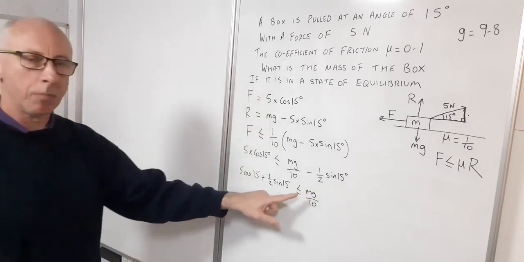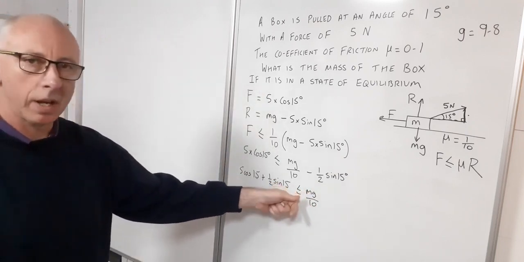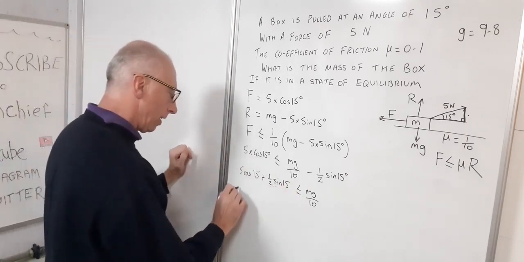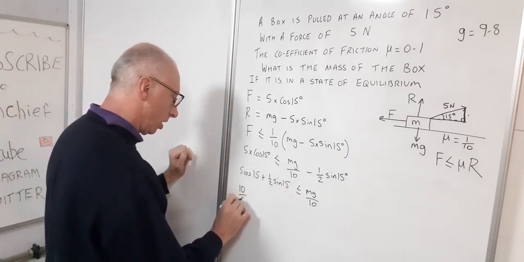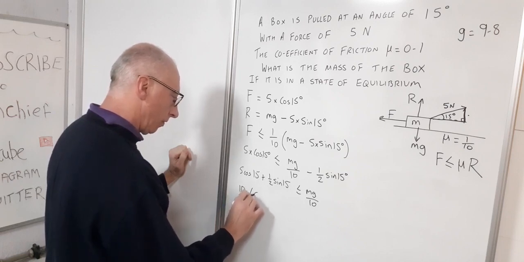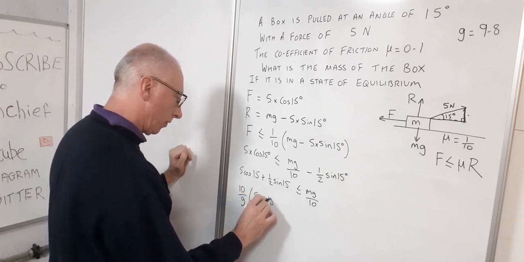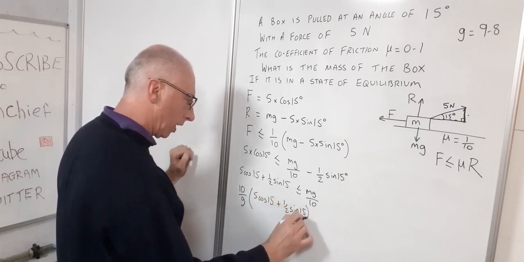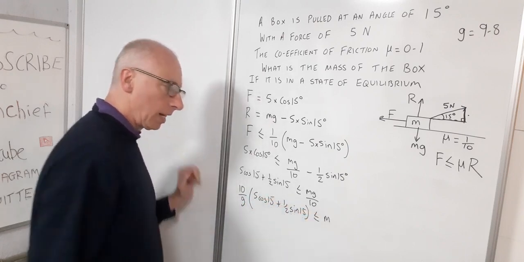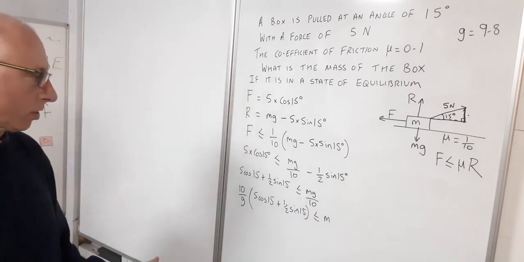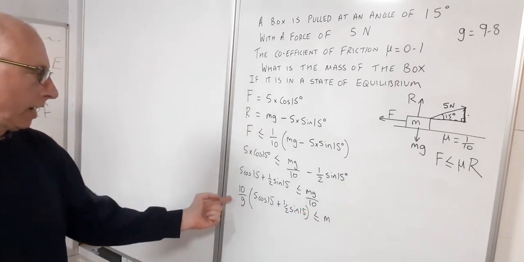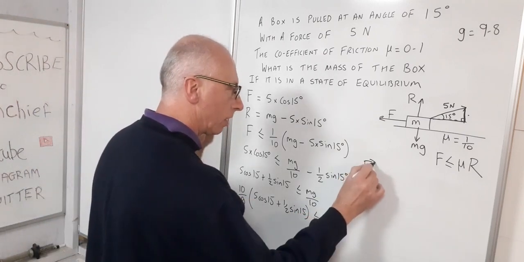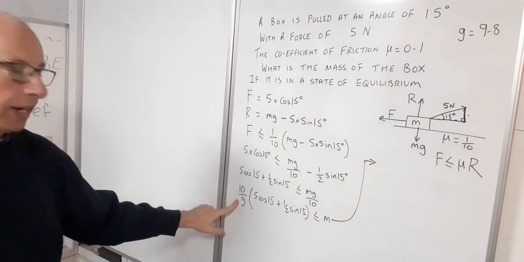Okay, now let's get m on its own. So if I multiply both sides by 10 over g, so now I will have 10 over g times 5 cosine of 15 plus a half sine 15. That's going to be less than my mass of my box. Okay, let's distribute the 10. So let's carry this up over here. Let's distribute the 10 and divide everybody by g.